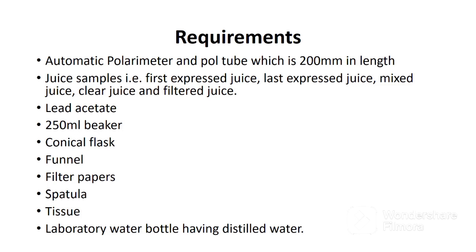Below are the apparatus, samples, equipment, and chemical needed for pol analysis. Number one, we have automatic polarimeter and pol tube, which is 200 millimeters in length. Number two, we have juice samples, i.e. first expressed juice, last expressed juice, mixed juice, clear juice, and filtered juice. Next, we have lead acetate. These are chemical. Next, you have 250 ml beaker. Next, you have conical flask. Next, you have funnel. Next is filter papers. Next, spatula. Next, tissue. And finally, laboratory water bottle having distilled water.